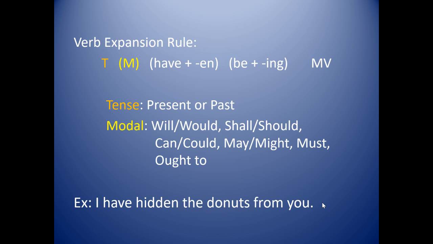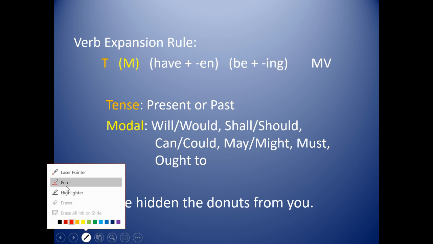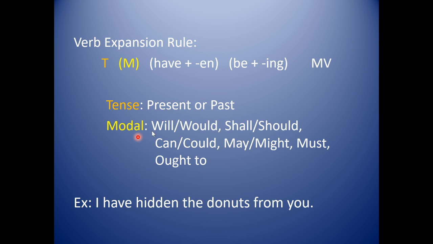And lastly, you see this thing that says MV. MV simply stands for main verb. So if you think about the verb expansion rule, and I'll see if I can bring my little highlighter up here for everybody, you have to have a tense and you have to have a main verb. Those two things are essential. In between here, these three parts are completely optional.